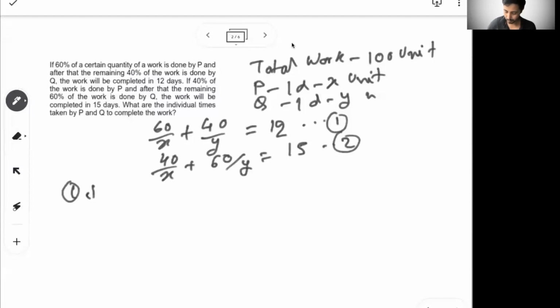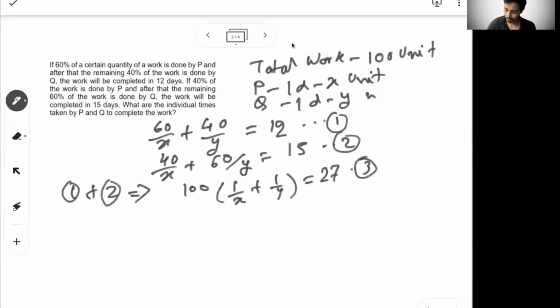So if I add 1 and 2, you typically get 100 times (1 by X plus 1 by Y) equal to 27. Let's say this is equation 3. I'm just adding 1 and 2. Now you see there are two variables and two unknowns. Obviously, it's tough to solve this way. Let's see how we can solve this.